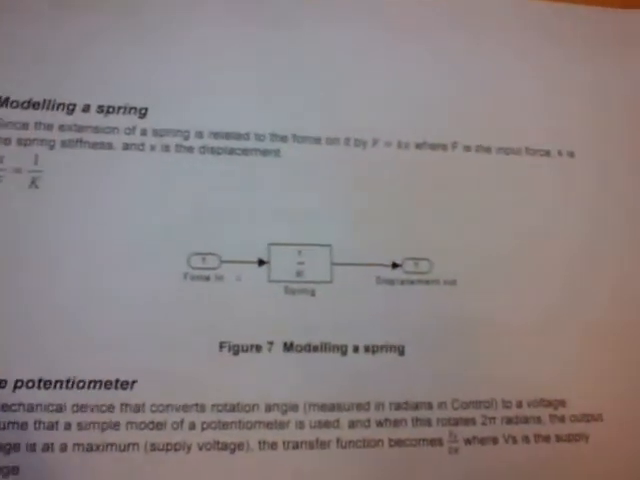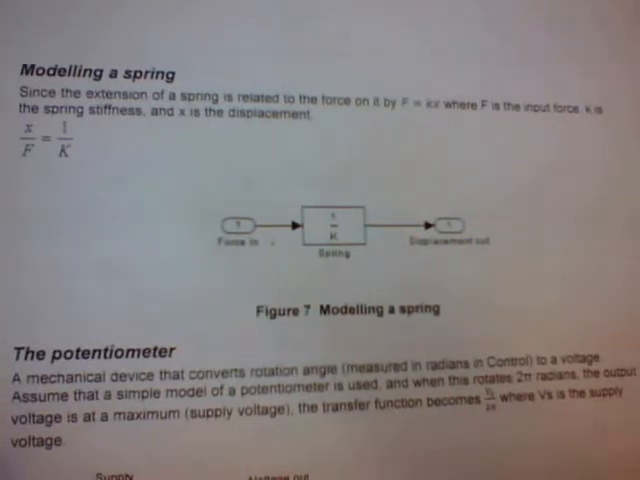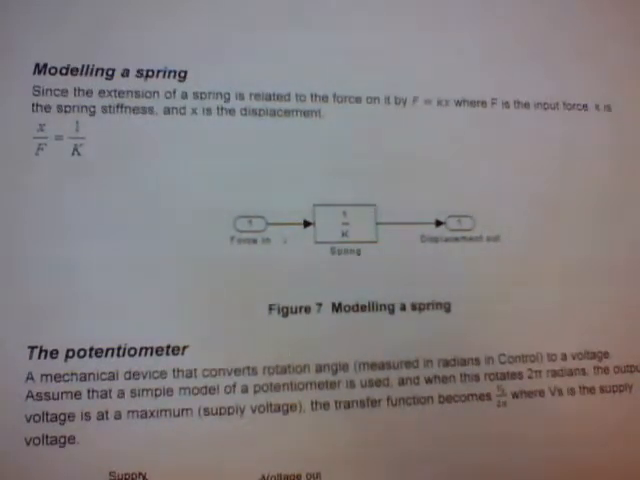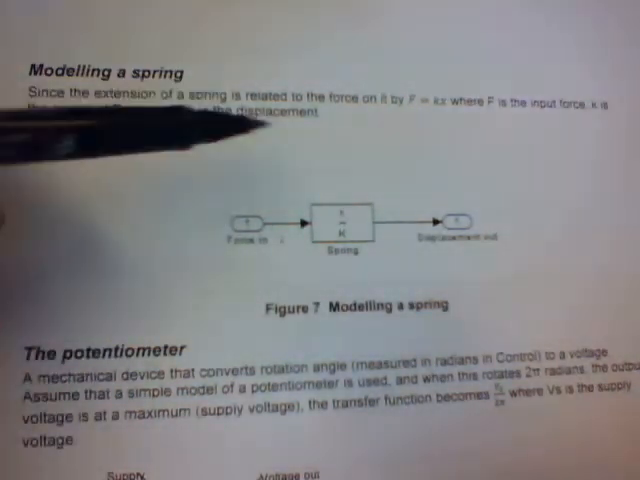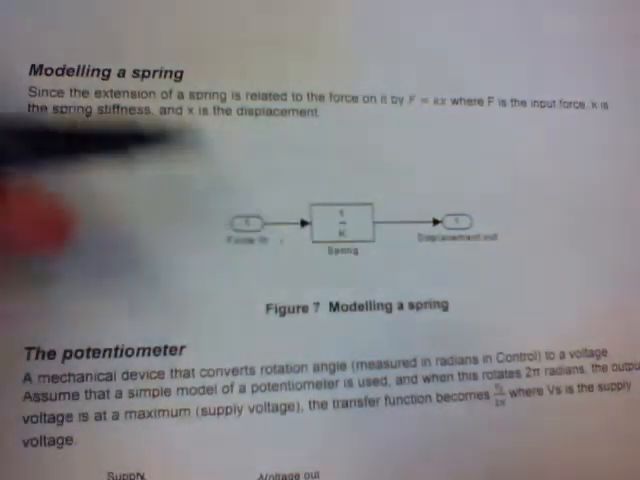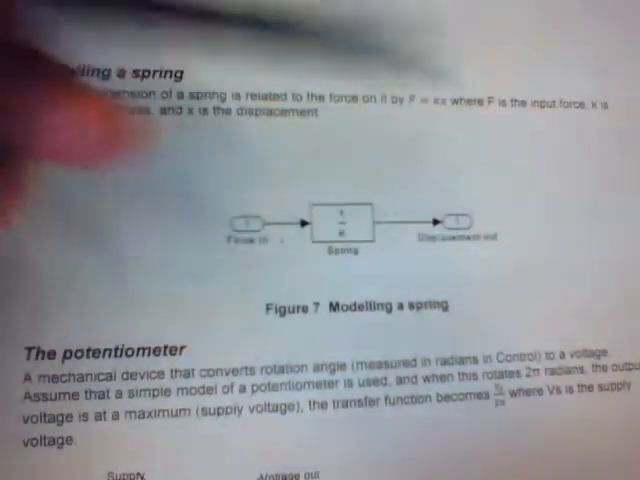Let's look at another example, modelling the spring. Within springs they have a certain stiffness factor, and we call that the K factor. So K is how the distance of a spring is related to the force, and you can see a transfer function here of force in. We've got the spring value, which is 1 over K, and that's in respect to the displacement.